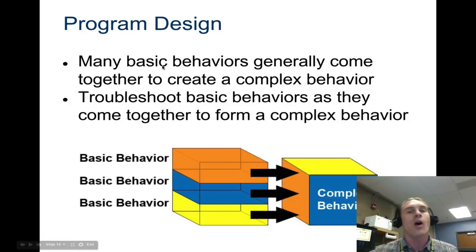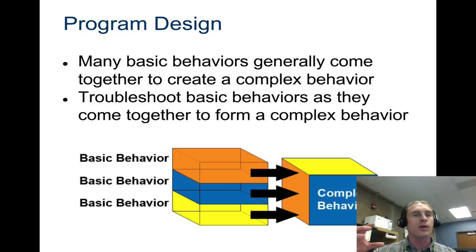Now, program design is always done this way. You have basic behaviors, and they would come together to make a complex behavior. So your basic behavior is turning the motor on for 5 seconds. But that might be part of a larger system. You have one motor running for 5 seconds while another one is flashing lights. So you got a lot of things going on, but each one is a very simple basic behavior. So you want to troubleshoot them as basic behaviors.